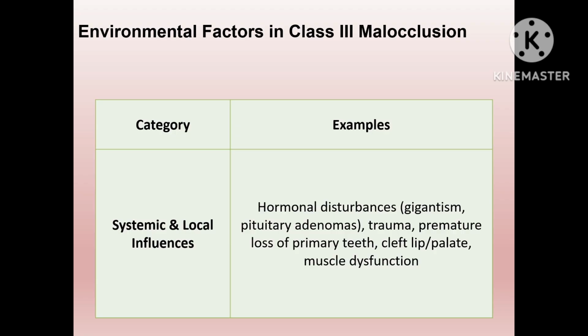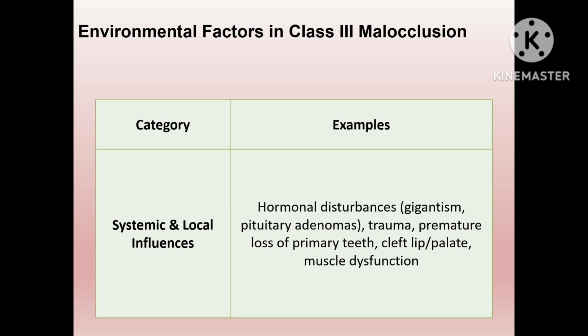Systemic and the local issues such as hormonal disturbances, trauma, premature tooth loss, cleft lip or the palate and the muscle dysfunction can also play an important role in the etiology of class 3 malocclusion. In short, class 3 malocclusion is a result of both hereditary and environmental influences. While genetics set the base, environmental factors can modify or worsen the severity.